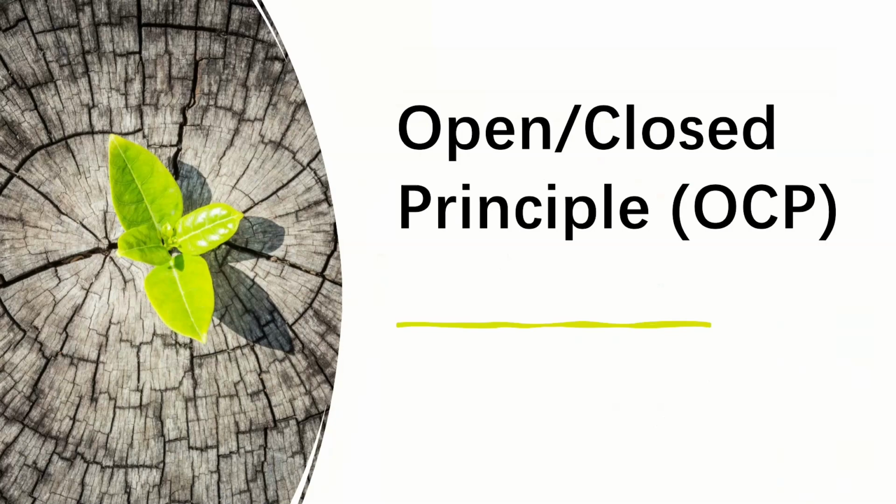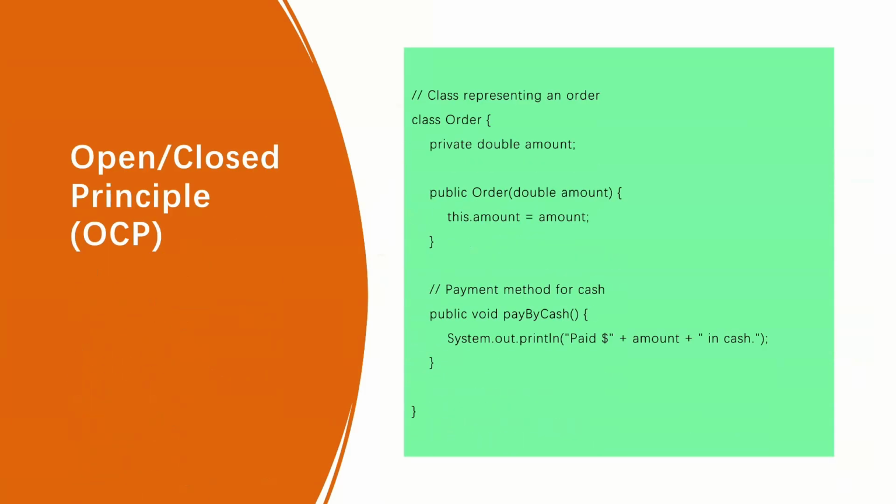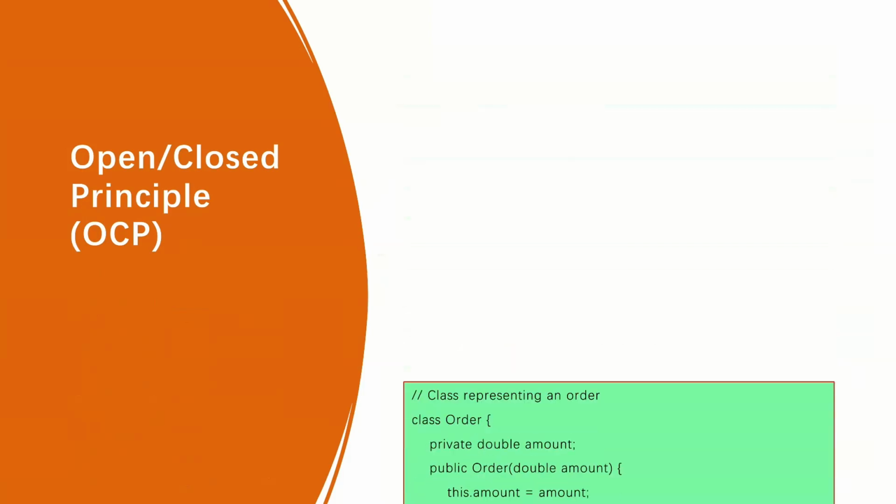Open to extension means that you should design your classes so that new functionality can be added as new requirements arise. Closed for modification means that once you have developed a class, you should never modify it except to correct bugs. Look at this order class. The order class directly contains methods for paying by cash. If we want to add a new payment method, such as paying by credit card, we would need to modify the order class by adding a new method for each new payment method.